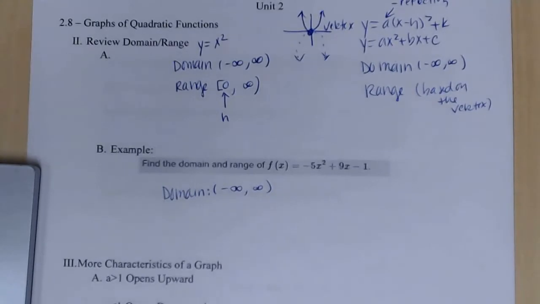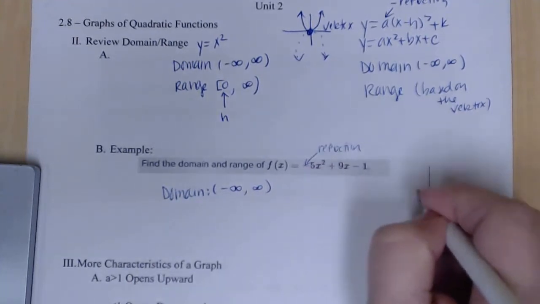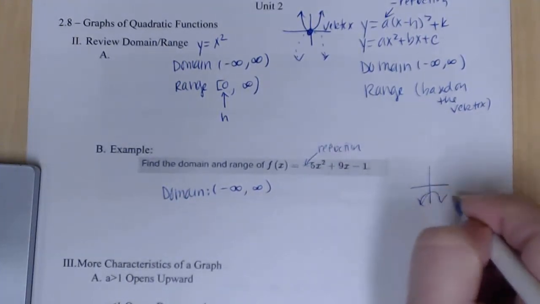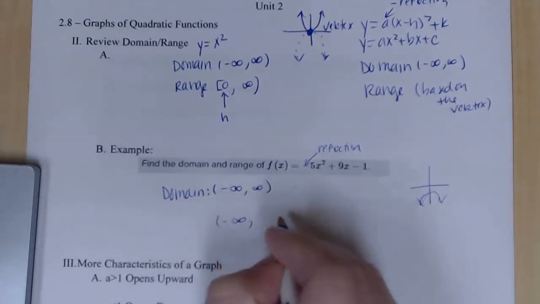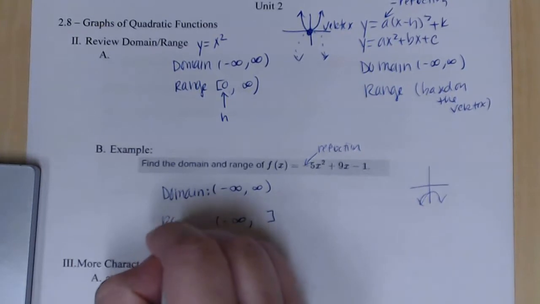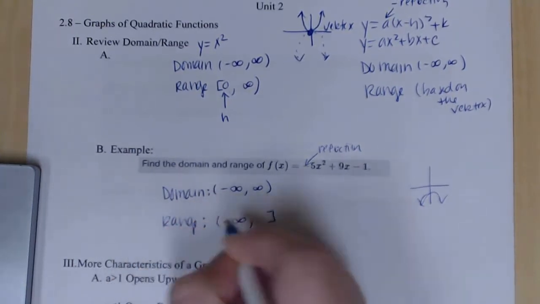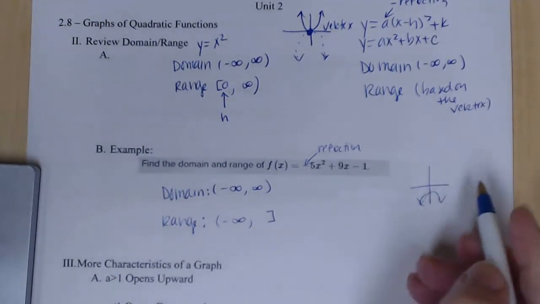But we're going to have to look at whether this is being reflected and where the vertex is in order to figure out the range. You'll notice here that this negative in front causes a reflection, so this is going to be pointing downward. That means it's going to go from negative infinity to whatever my vertex is, some h right here. So for my range, I'm going to have to find my vertex, and I'm going to have to find the y value of that vertex.